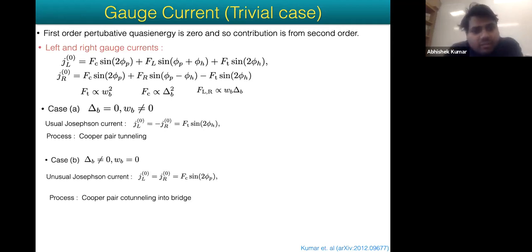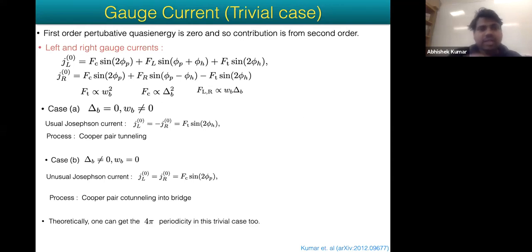The other case is when we have delta B non-zero, but WB equal to 0. Then we see that the left and right side currents are the same. There is no negative sign. In the previous case, there was loss on one side and gain on the other side. But in this case, both sides have the same sign. Here the process involved is Cooper pair co-tunneling. What happens is that the Cooper pair from both sides goes into the bridge or goes out of the bridge, either way, depending on the sign. So that is a kind of unusual Josephson current that we get.